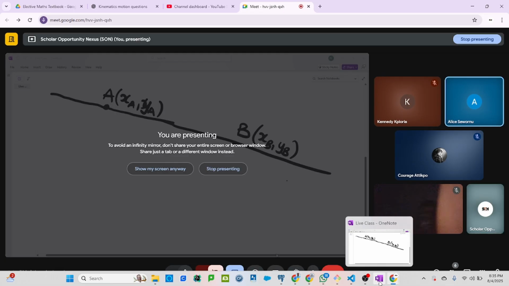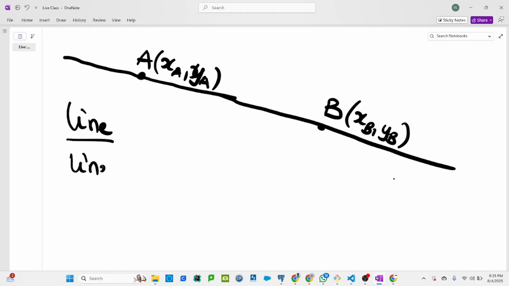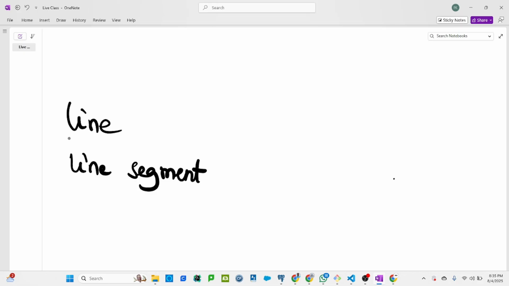Okay, so now we know that 2 points are going to define this. So now the first thing that we need to know is the difference between a line and a line segment. The difference between a line and a line segment. For you to have a straight line, we need 2 points. So let me do this and this, and then let's say point A, point B. So I'm going to draw a line.